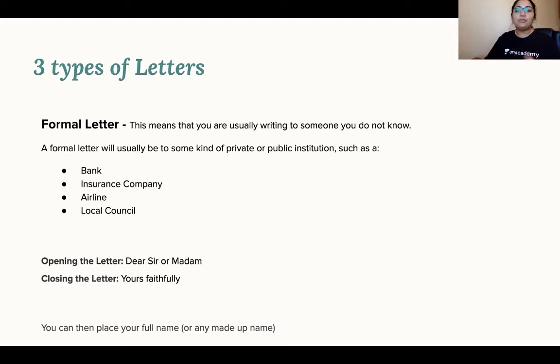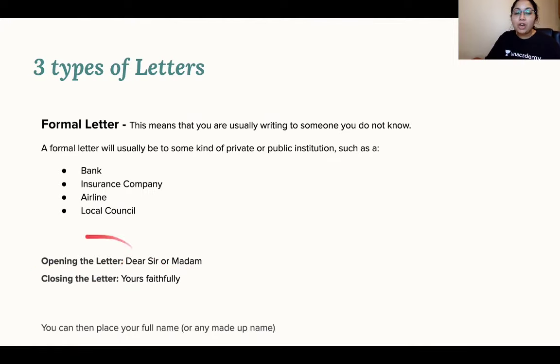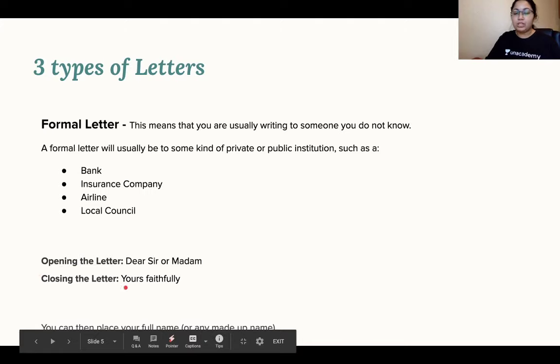For you to know what formal letters are, it just means that you're writing to someone you don't know. That is, you're writing to a bank, an insurance company, an airline, a local council, a university, a professor, a hostel attendant, somebody like that, right? And remember, one of the marking criteria here would be how you draft the opening and how you draft the closing of the letter. This is one of the key parameters.